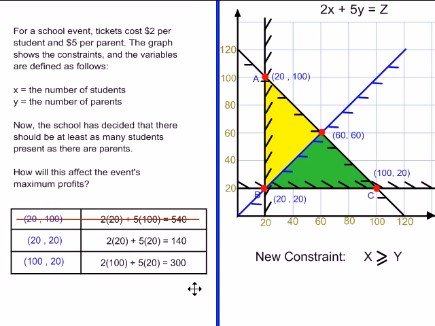And I have to make room in the table for a new vertex. So I add a line to my table. I put the new vertex (60, 60) into it, and I plug (60, 60) into the optimization function, and I get this new answer of 420.